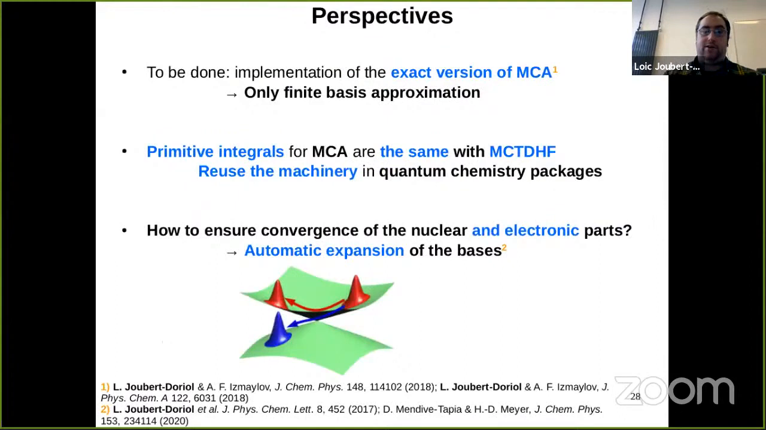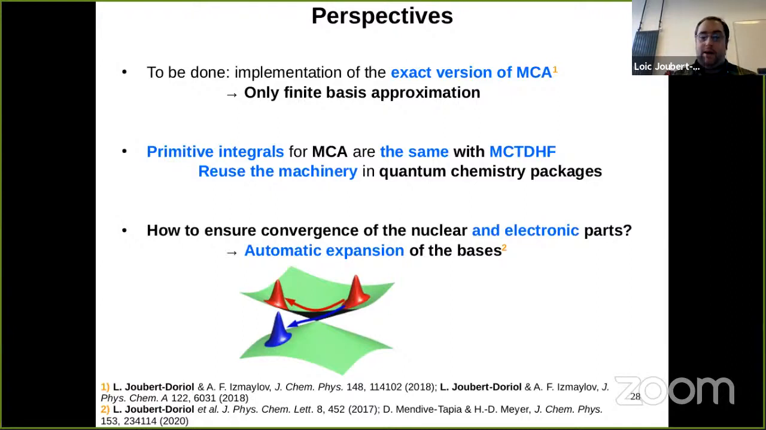Okay, so this is actually very recent work, and I will stop my presentation here with the perspectives. I would just like to remind you that this exact version of MCA would lead to a method where only the finiteness of the basis is the approximation, because all the matrix elements will be exactly obtained.